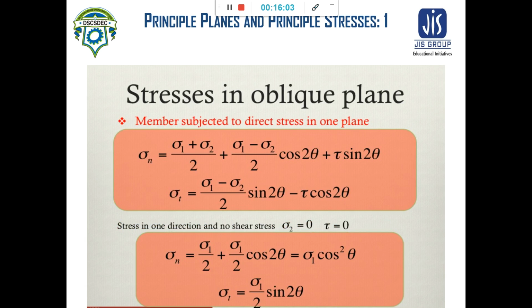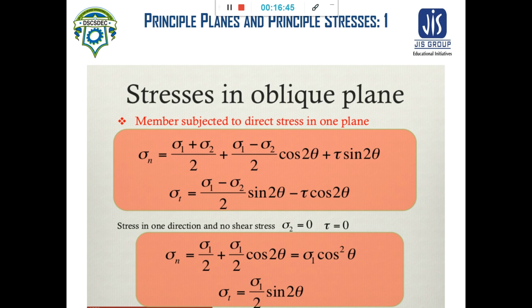First, whenever the member is subjected to direct stress in one direction, the general formula is sigma n is equal to sigma 1 plus sigma 2 by 2 plus sigma 1 minus sigma 2 by 2 cos 2 theta plus tau sin 2 theta. That would be the value of sigma n, and the tangential stress value will be sigma 1 minus sigma 2 by 2 sin 2 theta minus tau cos 2 theta.